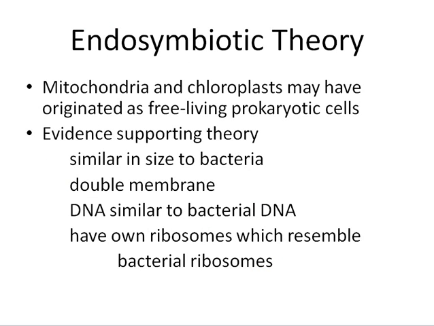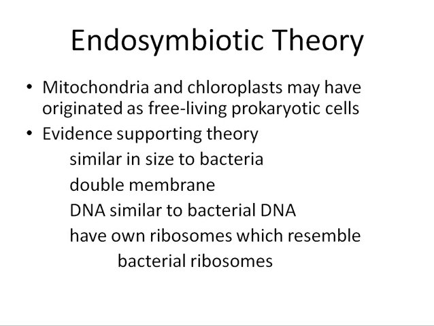The endosymbiotic hypothesis offers an explanation for the origin of chloroplasts and mitochondria. It's thought that these two organelles were once free-living prokaryotic cells which were either captured by or invaded early eukaryotic cells. There are several lines of evidence supporting this theory.